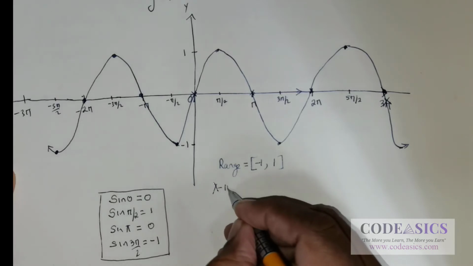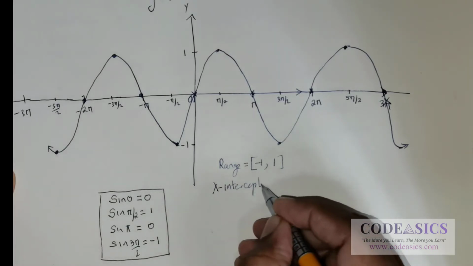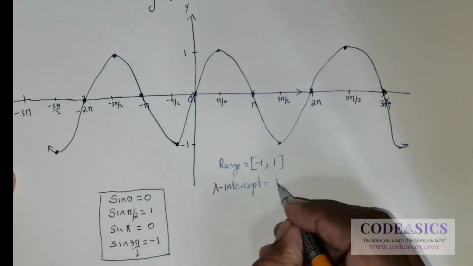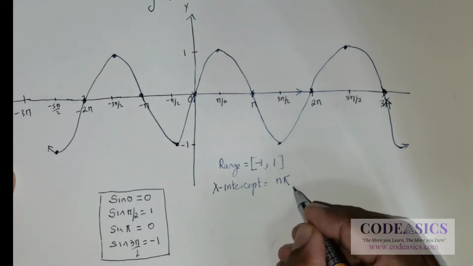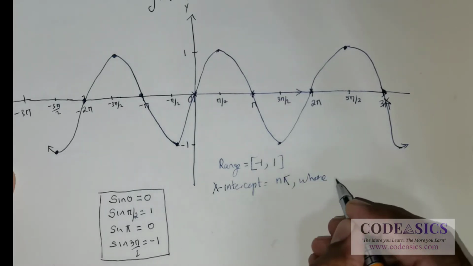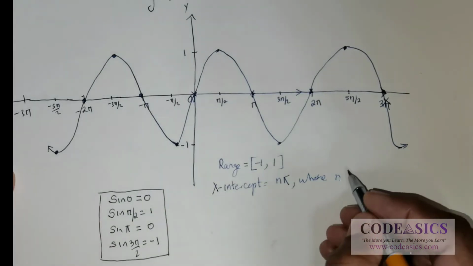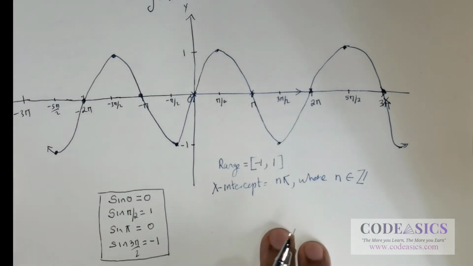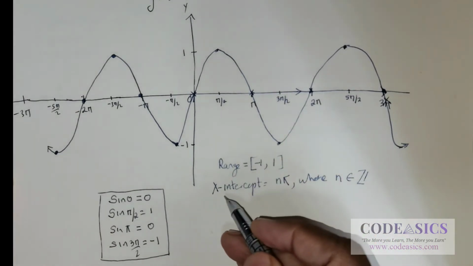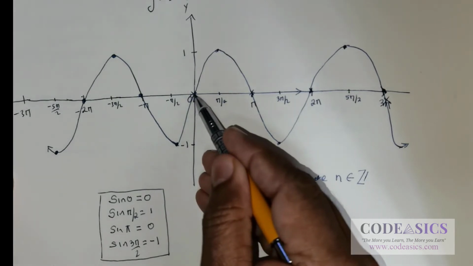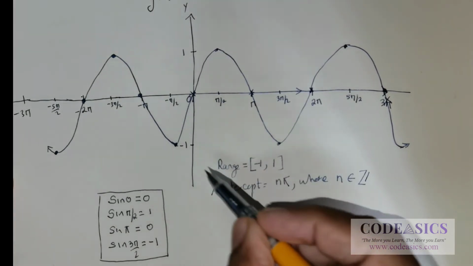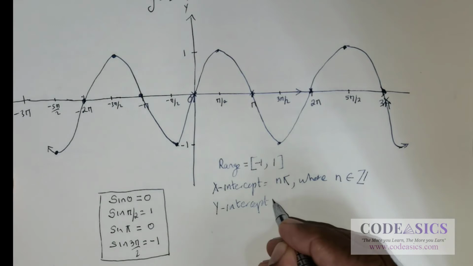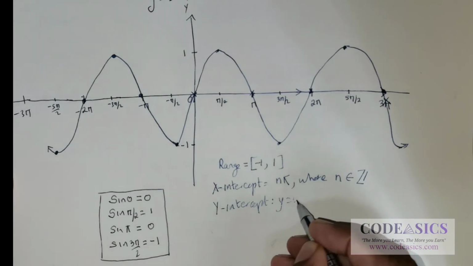So we can write that down. So x-intercept is equal to, where do we get it? We're getting it at pi, 2 pi and 3 pi. So it's going to be n times pi, where n is an element of integers. So that's important, we need to write that. So we got the range, we got the x-intercept, and the y-intercept, where exactly is the graph intercepting at y? y is equal to 0. So write that down. So y-intercept is at y is equal to 0.